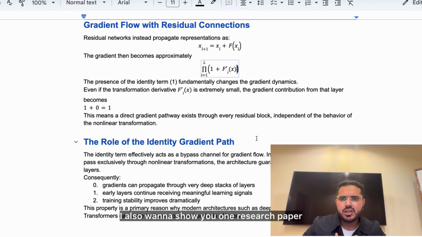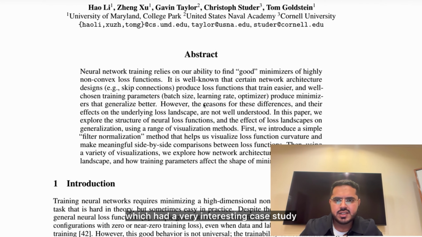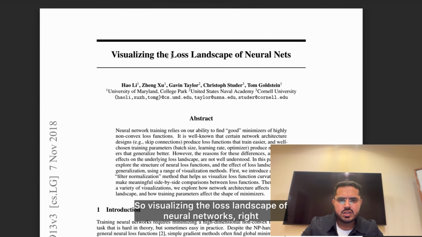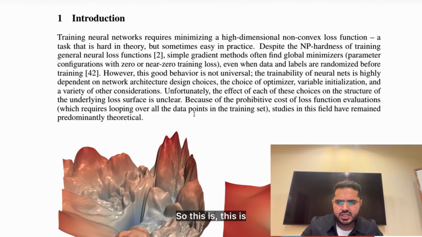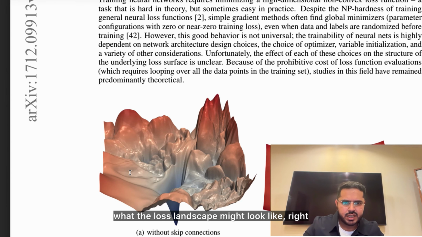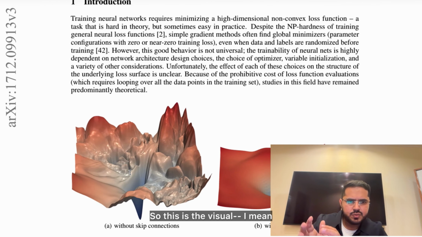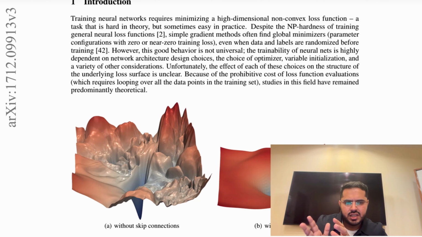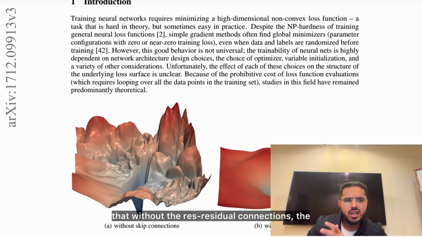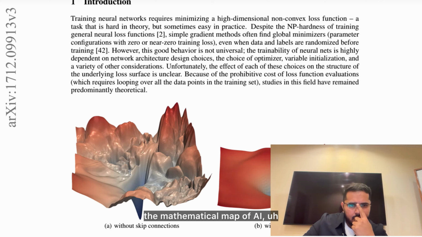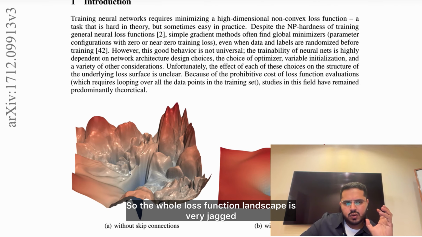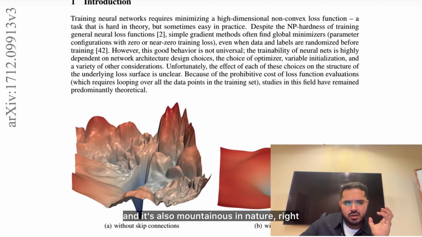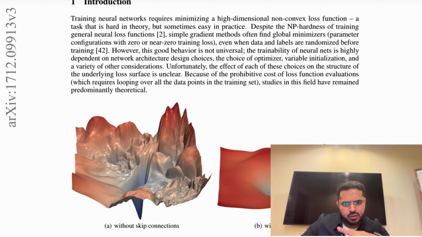I also want to show you one research paper which had a very interesting case study: visualizing the loss landscape of neural networks. This is what the loss landscape might look like, and this is one of the visual reasons that this works. A lot of research has shown that without residual connections, this rough loss landscape, the mathematical map of AI, is very jagged. The whole loss function landscape is very jagged and mountainous in nature, and we are trying to find the bottom of the whole mountain.